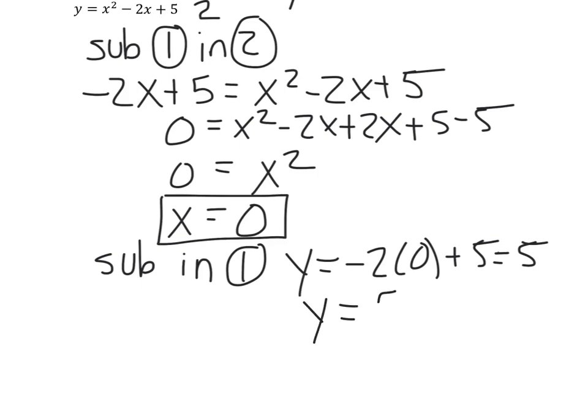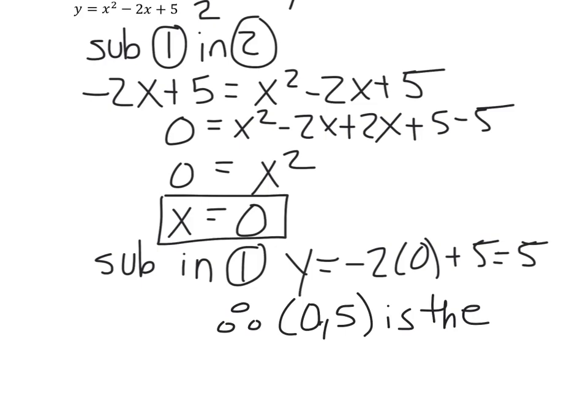So my single point of intersection here is (0, 5). It's the solution to the system of equations. So I just used substitution. I could have also used elimination, just exactly like we did in grade 10.